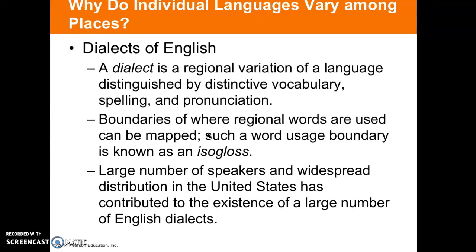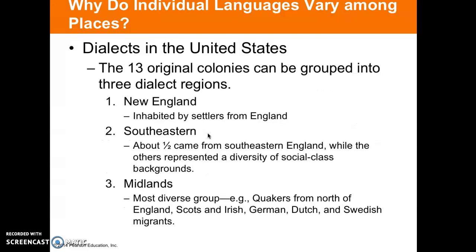The large number of speakers and widespread distribution in the United States means that we have a lot of English dialects within the U.S. And then if you look at people in the UK, people in Australia, people in Canada, then we have even more dialects of the language English.